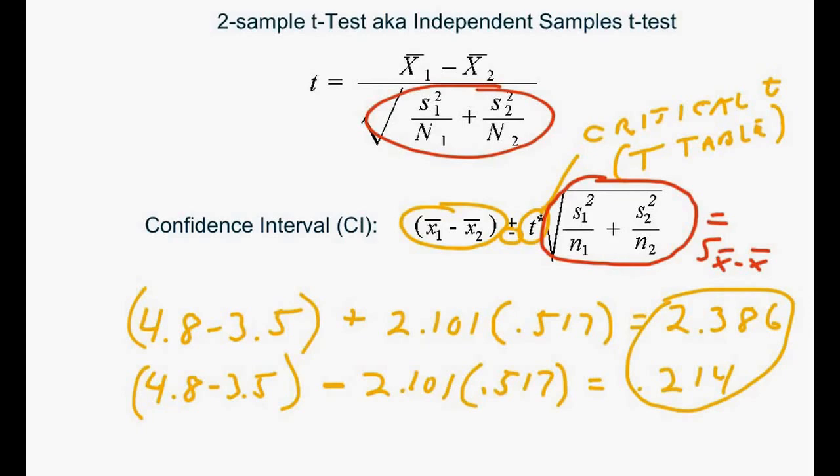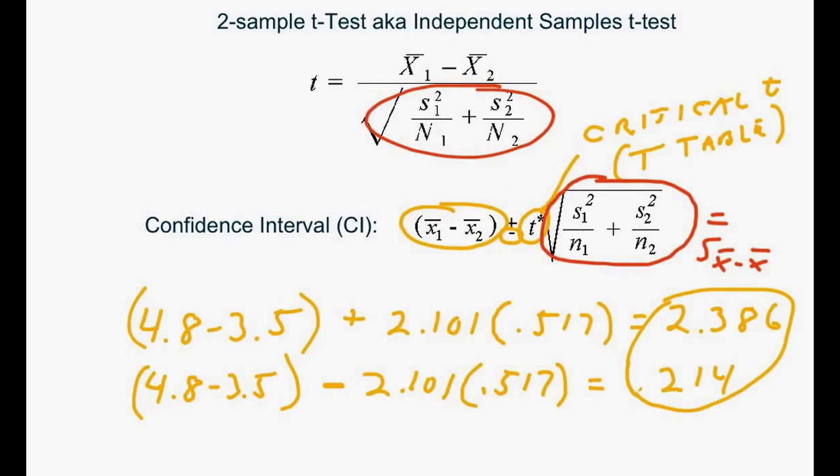We are 95% sure that the difference is something greater than zero. If the difference did pass through zero, like for example, one of the calculations came out to be negative. So if we went from negative 0.214 to positive 2.3, that means that zero is a possibility. And if that was the case, our results would have been non-significant if zero was within the realm of possibility. But it was not in our example.